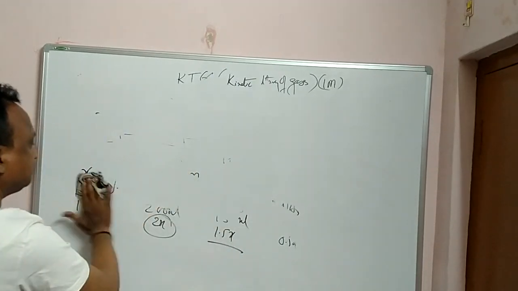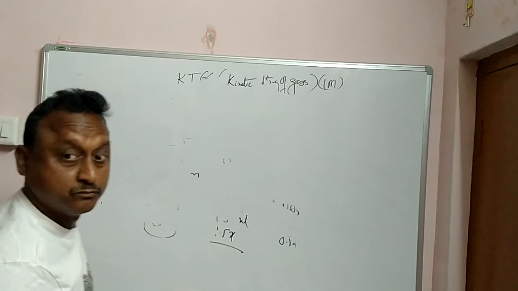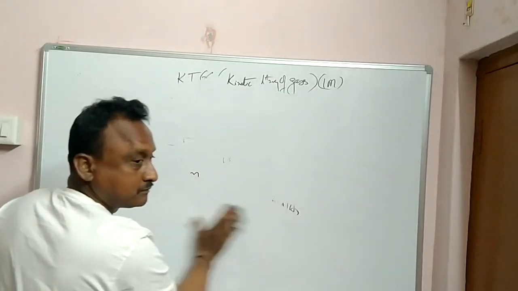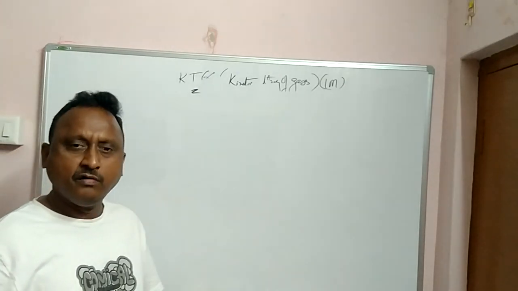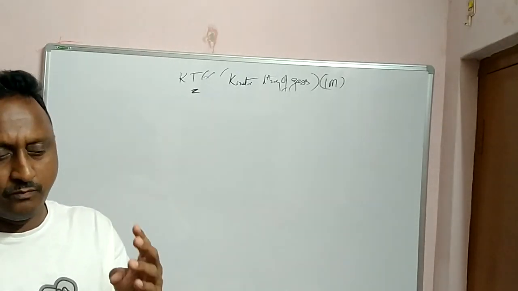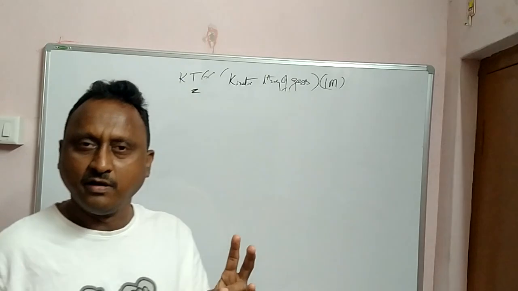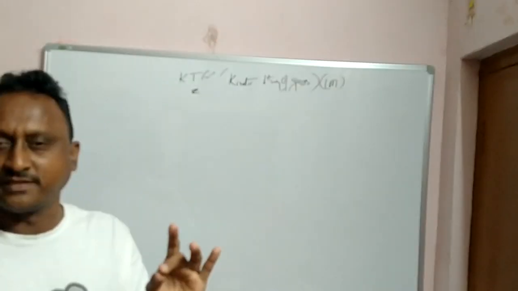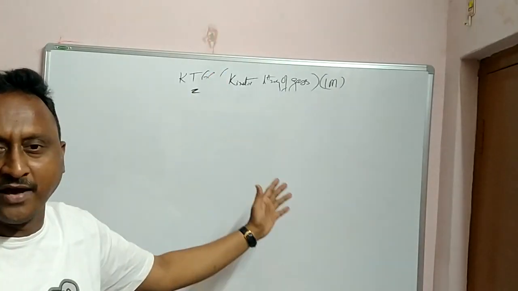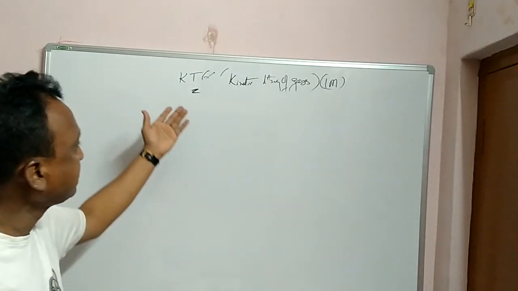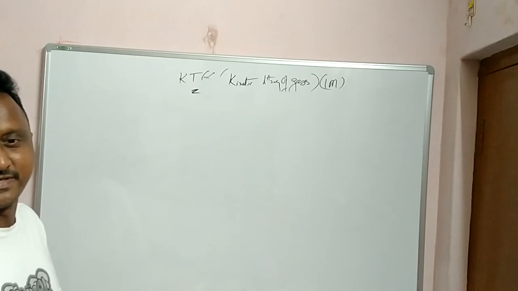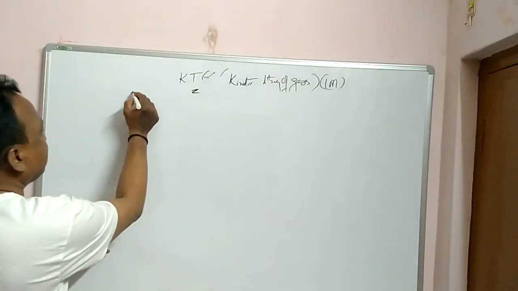Now let us go to the next topic. So till now we learned about, in KTG, Boyle's law, Charles' law and Avogadro's hypothesis. We have different equations also from graphs. We learned it. Now let us know about the ideal gas equation.